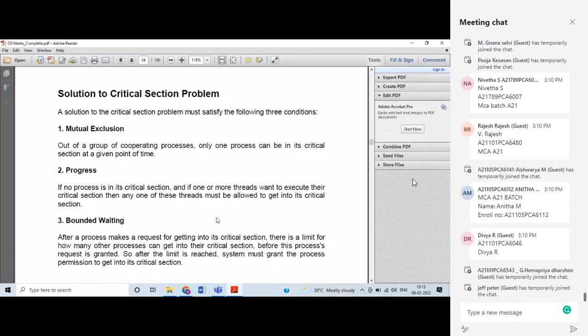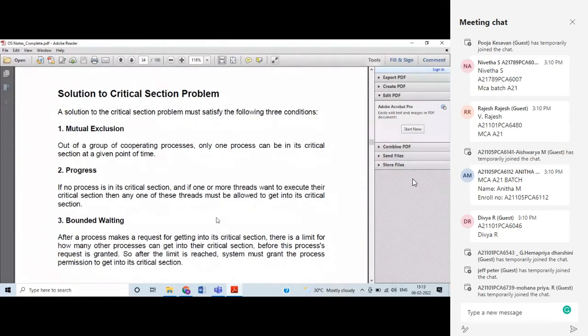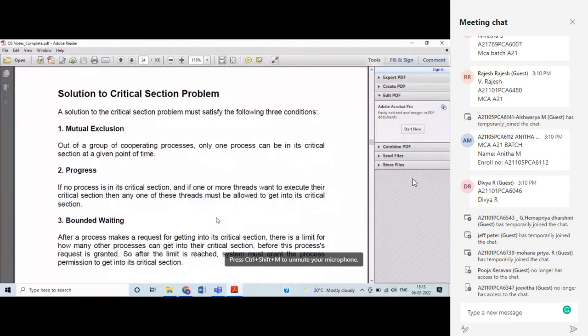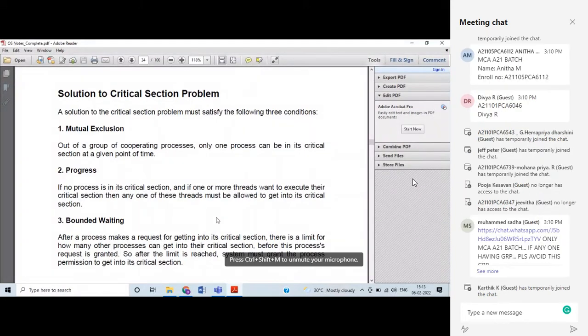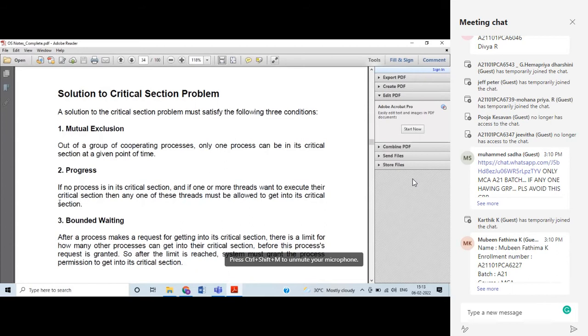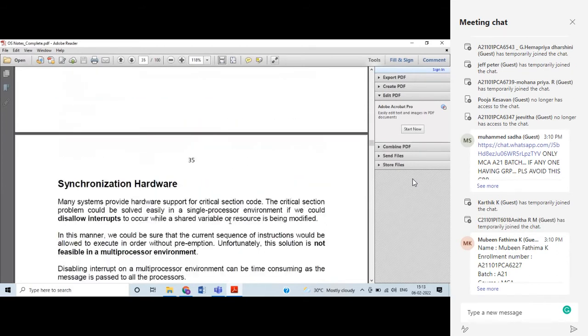The first one is mutual exclusion, under which only one process can get into the critical section at a given point of time. Progress means that among the threads, only one thread should be allowed to access the critical section. And bounded waiting means there should be a limit on how long the processes wait to enter the critical section.